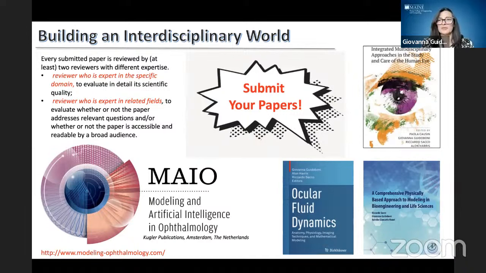In order to also create a community that could provide a hub for scientific research that can explain the details and the reproducibility of the mathematical models while maintaining clinical relevance, we founded in 2014 a journal called Modeling and Artificial Intelligence in Ophthalmology, that accepts papers in both LaTeX and Word. Every paper submitted there will be reviewed by an expert in the more theoretical domain or the more applied domain, so that both aspects will be valued. So please submit your papers and contribute to build this community.